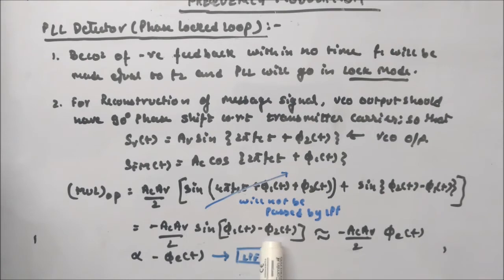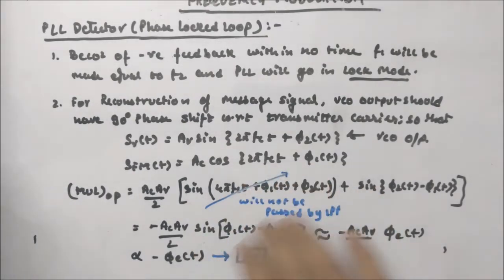Now this difference is very small, and when you have sine theta with a very low value of theta, you can write sine theta as theta only. That is why I have written phi e(t). So sine of a very small angle is equal to the angle. That is what I have done. So phi 1(t) minus phi 2(t) is phi e(t), and the amplitude is the same. So you can see it is directly proportional to minus phi e(t), and this goes to the LPF. We have ignored the other term because the LPF will not pass it anyway, but we have taken this term and it will go to the LPF.